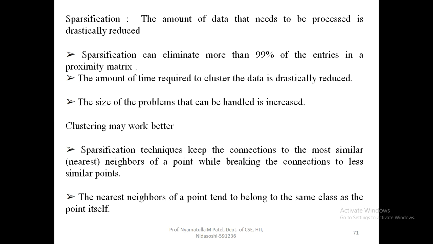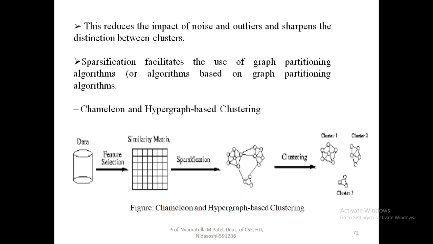So when you break the connections to the less similar points, the points which are not in the nearest region, this will reduce the impact of noise, meaning the outliers which are not a part of the data. All that is being eliminated. This reduces the impact of the noise and also sharpens the distinction between the clusters, so you can easily distinguish between the clusters.